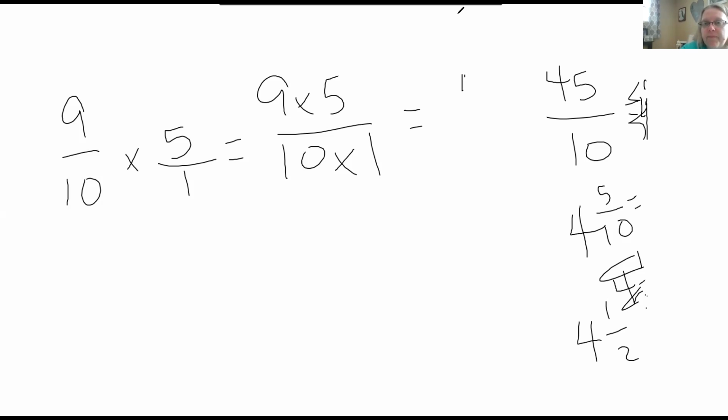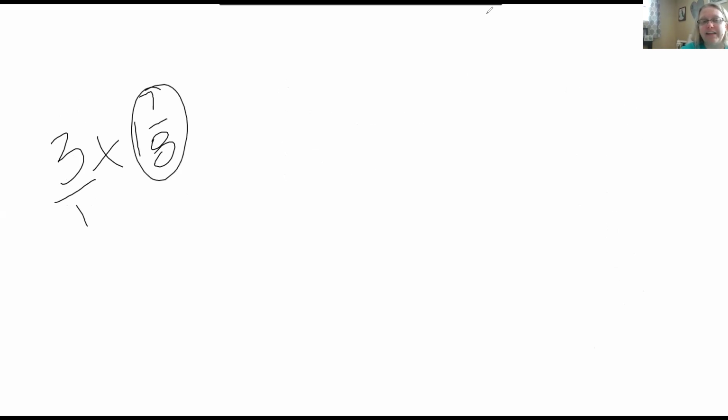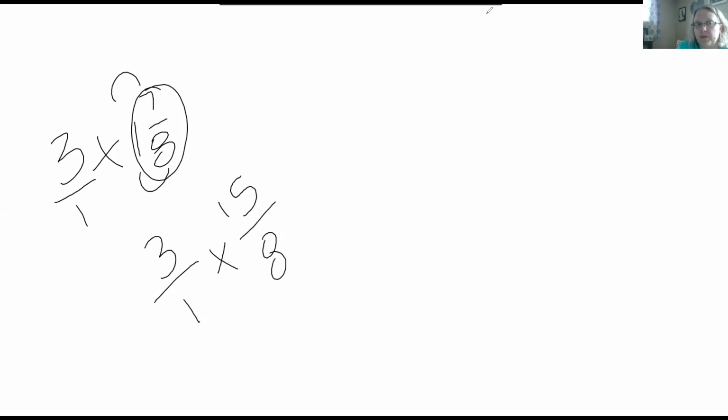Again, one thing I'm going to bring up is if you had a whole number times a mixed number. So let's say we had 3 times 1 7/8. Okay, you're still going to put that 1 under the 3. But remember, with a mixed number, we have to turn it into an improper fraction. We cannot leave it like that. So we have to do our 8 times 1, which is 8, plus 7 is 15. So we end up doing 3 over 1 times 15/8. And that becomes our new problem to solve.